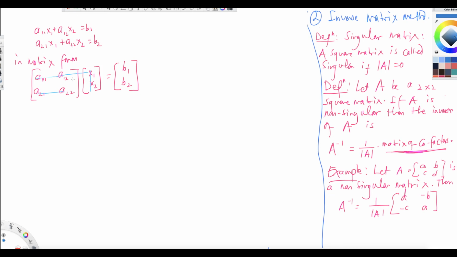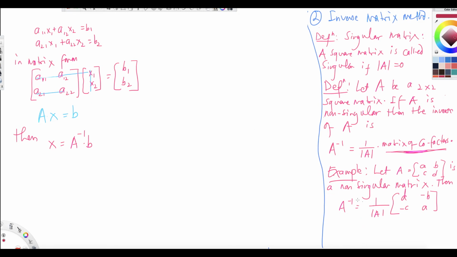Now we can write this as A X equals B. A is a 2 by 2 matrix of coefficients, X is a 2 by 1 matrix with 2 rows and 1 column, x1, x2, and B is b1, b2. Now how do I solve? You need to solve for X. X equals A inverse times B. How do you find A inverse? A inverse is that formula.